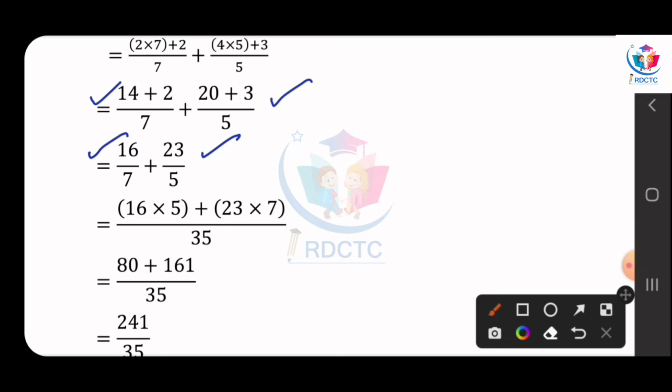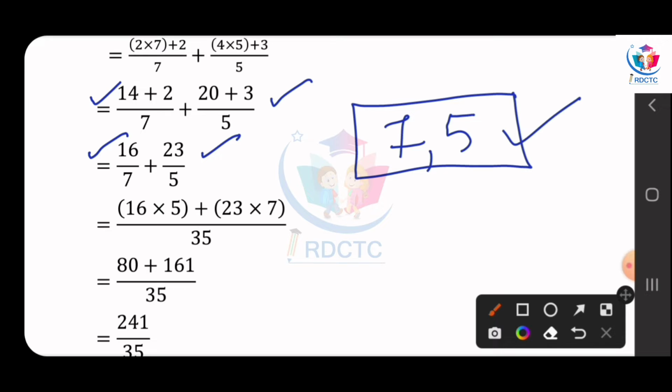Okay, now we have to find out the LCM of 7 and 5. Look, the numbers, they are prime numbers. Already we completed our class regarding the prime number chapter.